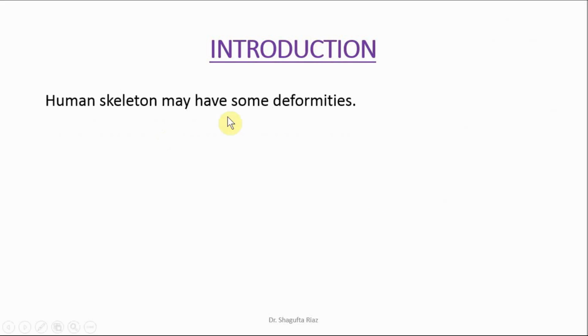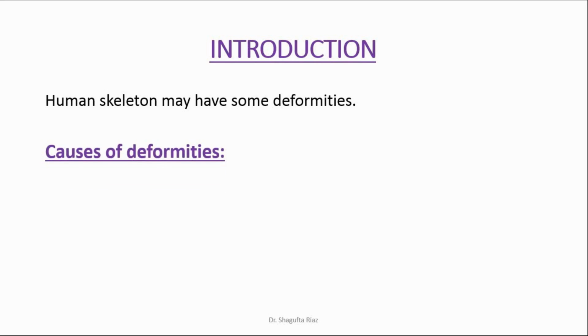Human skeleton may have some deformities. What is a deformity? Deformity of a skeleton can be the malformation of bone in children, or the deformed bones become deformed after some time or in older age.